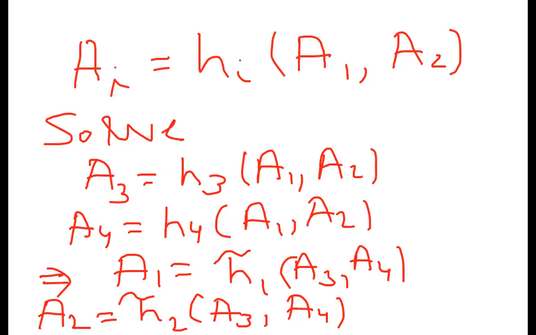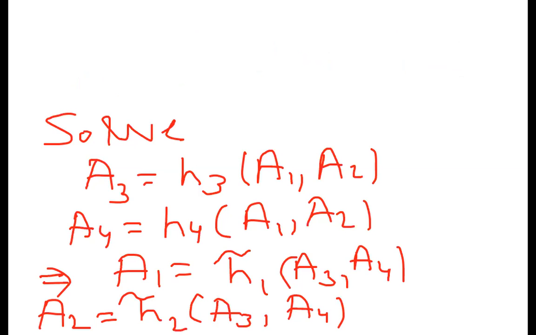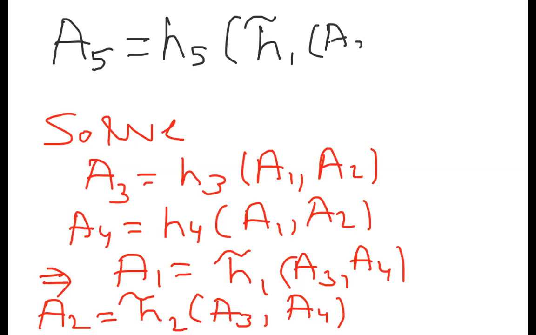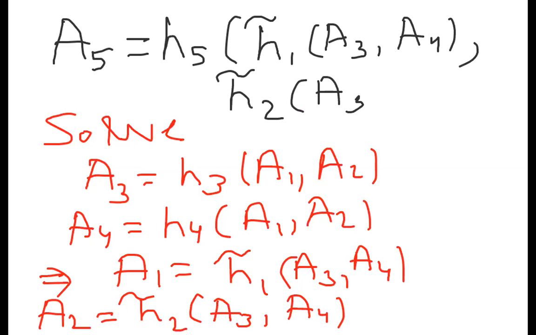Yeah. Okay, so now what you can do is, suppose you want to now write A5. So this was to begin with H5 of A1, A2, right? Okay. But you will now write this as H5 of H1 tilde of A3, A4 and H2 tilde of A3, A4. Okay. So these are all finite functions. So this expresses then A5 as a function of A3 and A4, right? Okay. So you have expressed A1 as a function of A3, A4, A2 as a function of A3, A4, and A5, A6, everything now can be expressed as a function of A3, A4 just by inverting the relations.